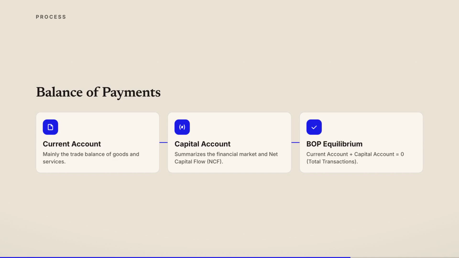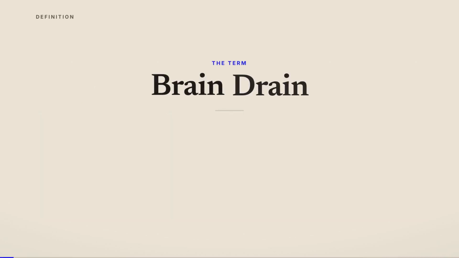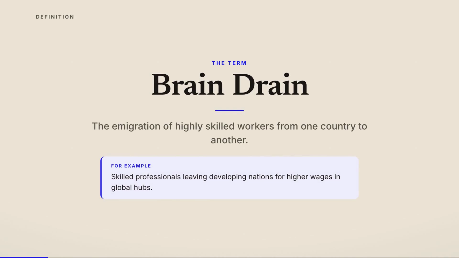In a perfectly balanced system, a trade deficit in the current account is offset by a surplus in the capital account as foreign investment flows back in. Trade isn't just about goods, it's about the people who make them. Labor productivity, the quantity of goods one worker can produce, determines a nation's competitive edge.